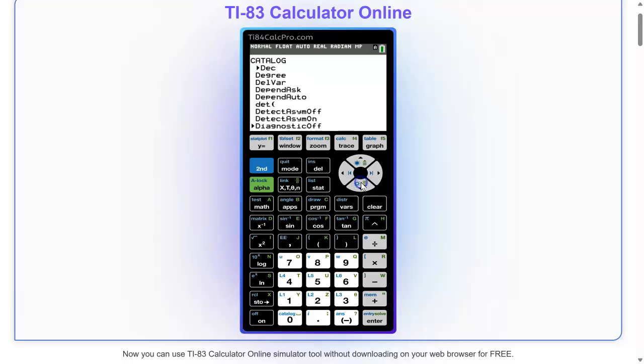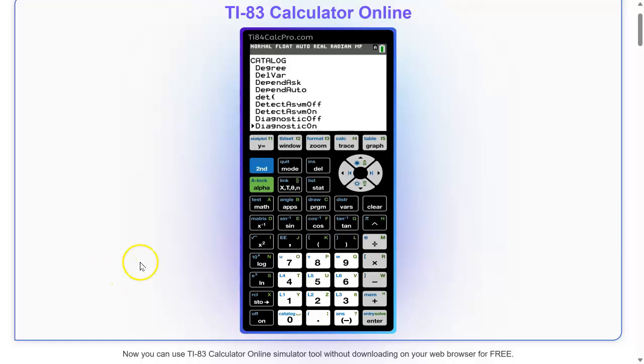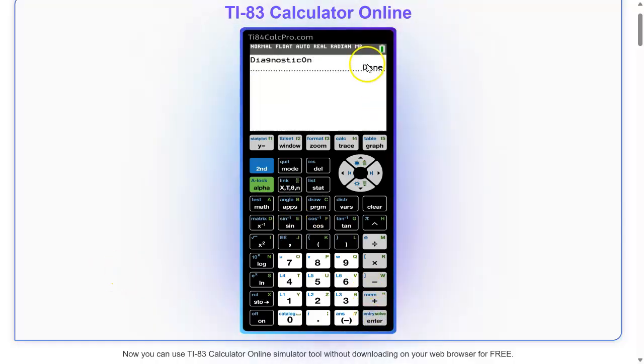Almost there. Okay, and then you're going to get the diagnostic on, and then you're going to hit enter, and then enter until it says done. So I'm going to go enter, and then enter again twice. Done. Okay, so we're good to go. You'll have to do that once.